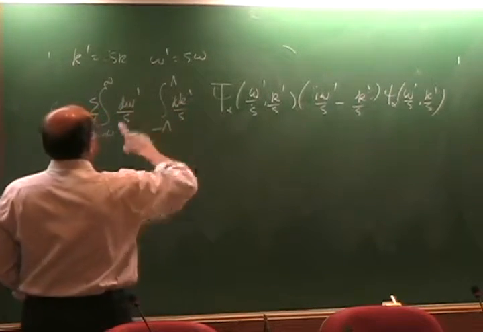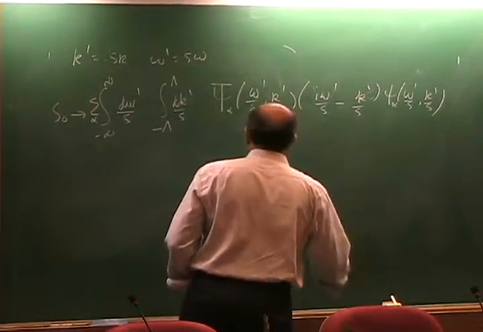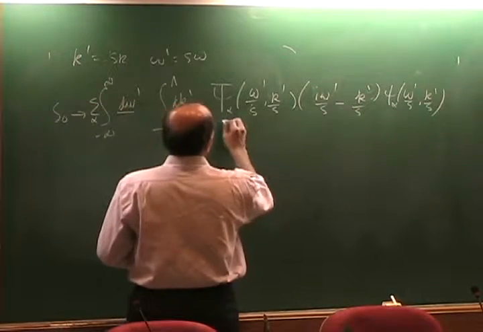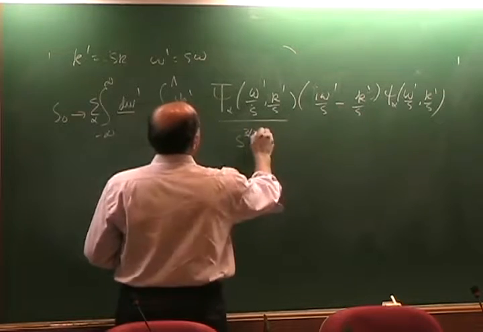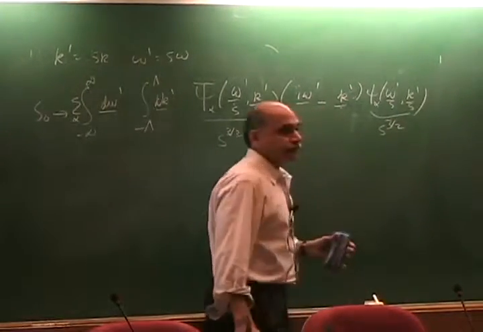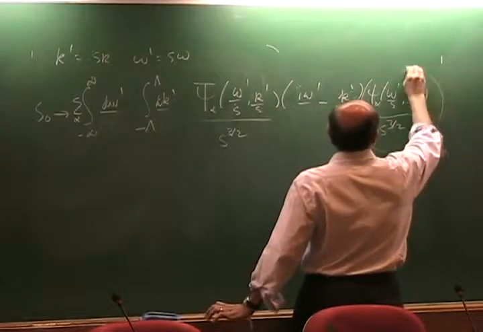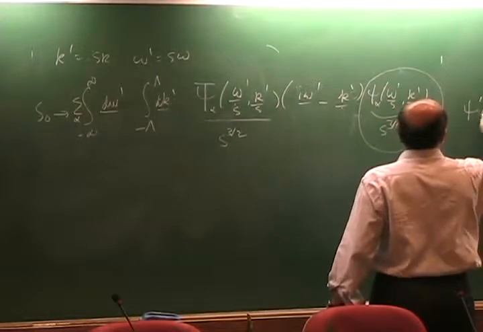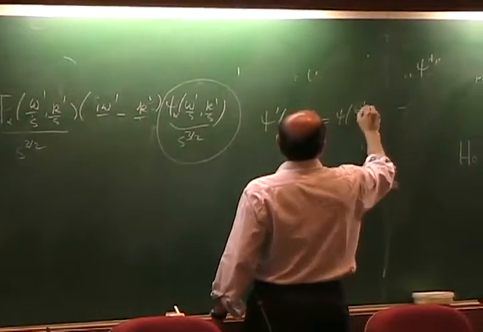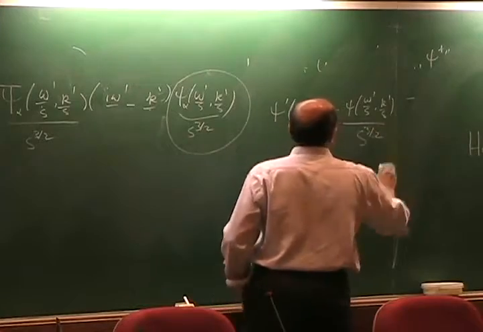I've got my limits the same. I got a 1 over s and a 1 over s and a 1 over s from here. So let me divide that among these two Fermi fields and put an s to the 3 over 2 here, and s to the 3 over 2 here. So let me call this new thing here a new variable, psi prime of omega prime k prime. I will define it to be the old psi of omega prime over s, k prime over s, divided by s to the 3 over 2.